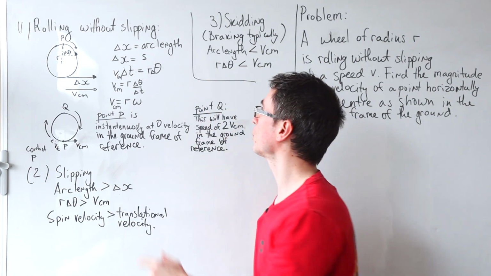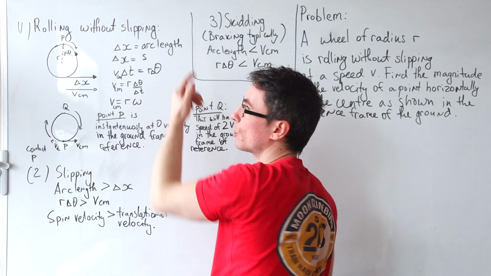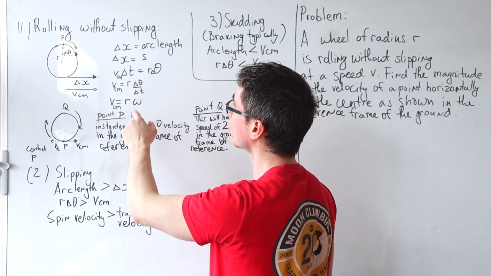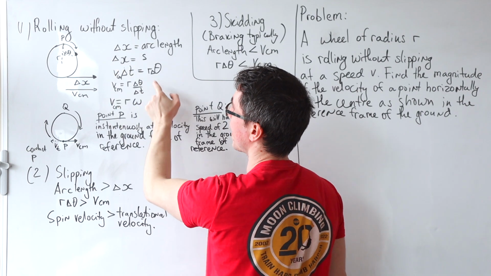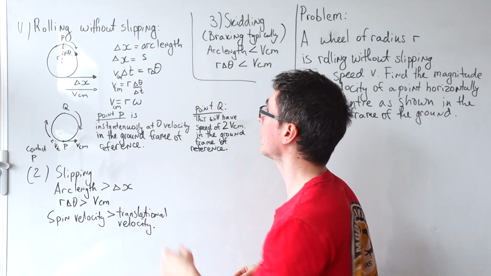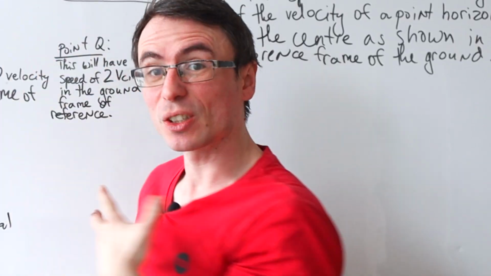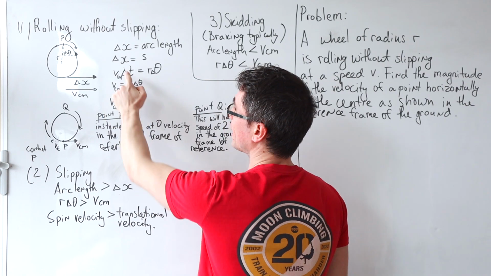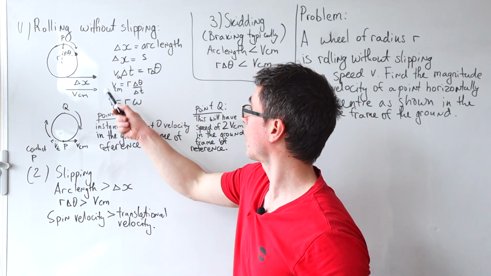For one full revolution, the arc length is just going to be 2 pi r, so delta x will be 2 pi r. In general, though, we can say that delta x is equal to r times delta theta, where delta theta is in radians. Really important. Okay, so the linear speed is given by v.